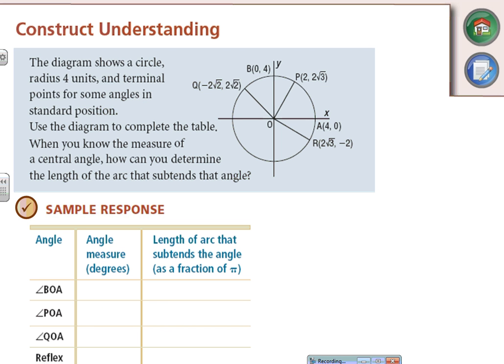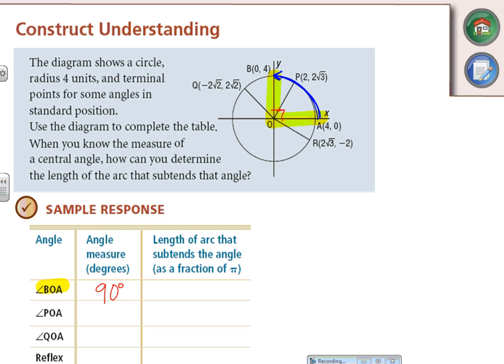To construct your understanding here, this is exactly what we did in 6.2 with your math lab. You brought this information together. So let's look at it. We've got a radius of 4 units, and we're talking about angle BOA on this first one. Well, we know that's a 90-degree angle there. So that's 90 degrees. Now, the length of an arc is a fraction of pi. We're talking about the arc length, and that was the whole purpose of your 6.2, to develop this arc length.